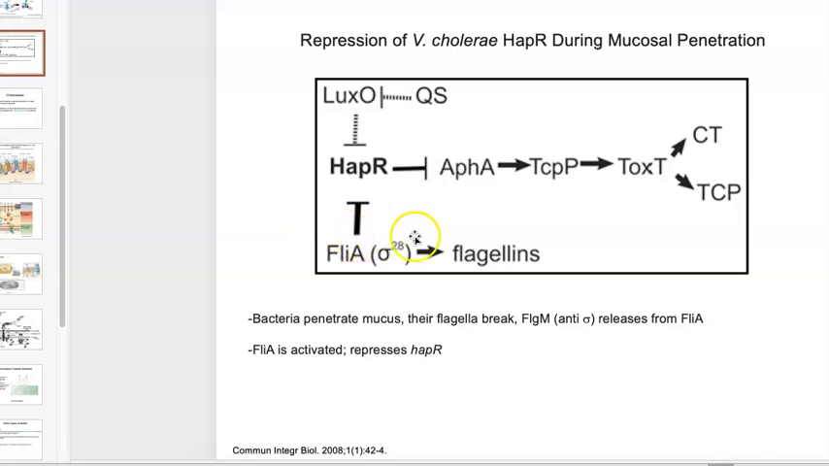And one of the other things that FliA, or sigma 28, does, in addition to activating flagellins, is it blocks HapR. So by taking HapR out of the mix, you're removing a repressor of virulence factors. Once you remove that repressor, cholera toxin and TCP, the toxin co-regulated pilus, are activated essentially. So this cascade of transcription factors is freed up to activate the toxin and this pilin protein that allows it to adhere to tissue and to the cells. And so again, the cell becomes more motile and more virulent.